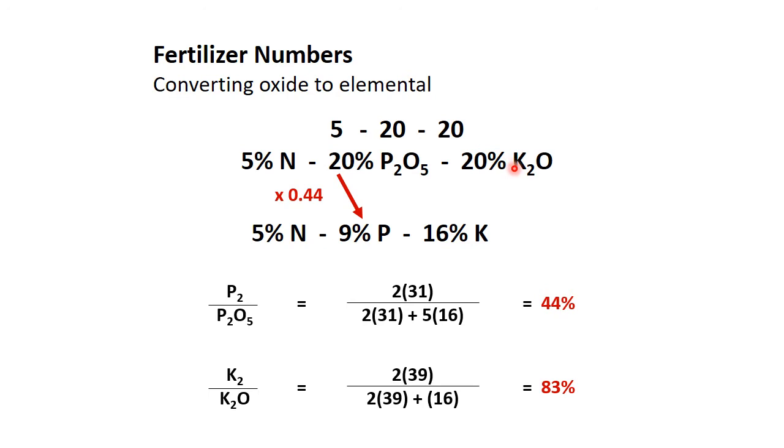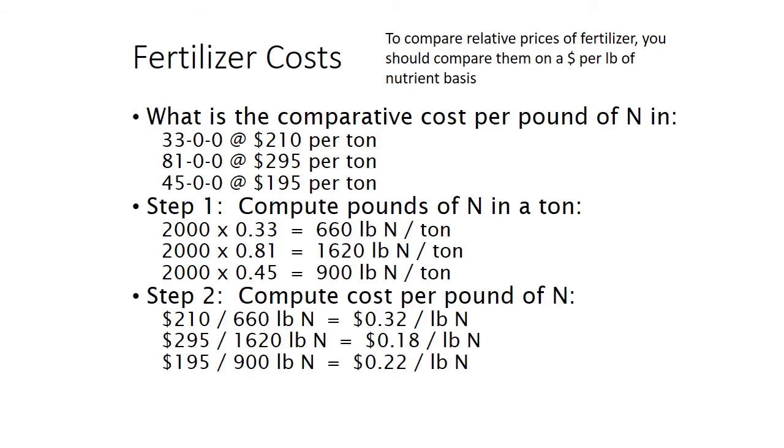Do the same math for K2O. So there's 2 potassiums out of a total weight, so 2 potassiums and 1 oxygen. K2O is 83% potassium by mass. And so that means we could take 20% times 0.83, and we get 16% potassium. So 5-20-20, looking at it on an elemental basis, is 5% N, 9% P, 16% K. That would be our best bet for the most bang for the buck.